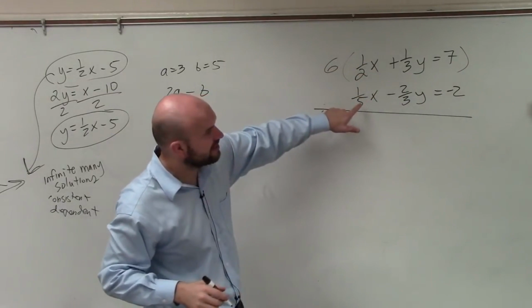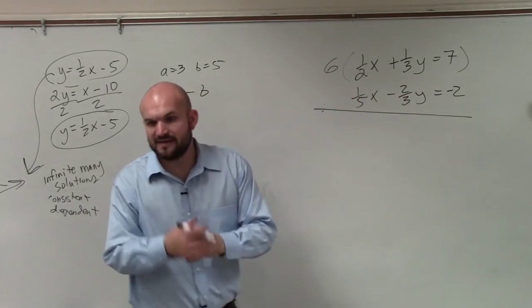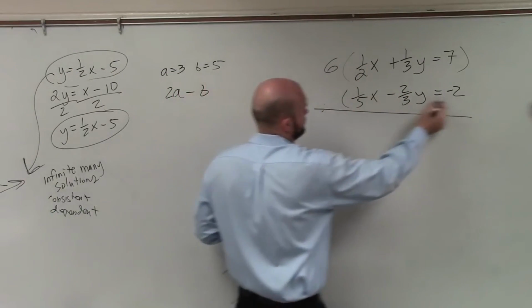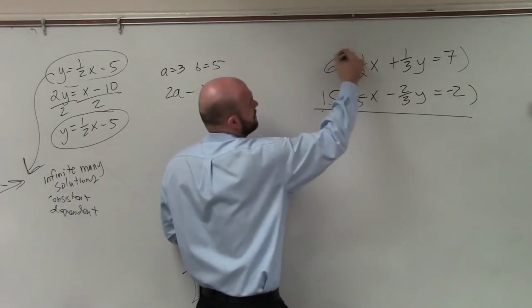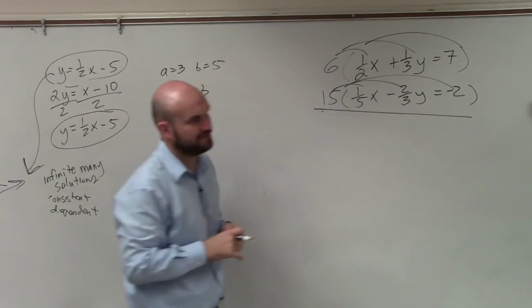Now, same thing over here. We need to find a number that 5 is divisible into and 3 is divisible into. And that smallest number is? Then we apply the distributive property. You got all 3? Yep, you have to do all 3.